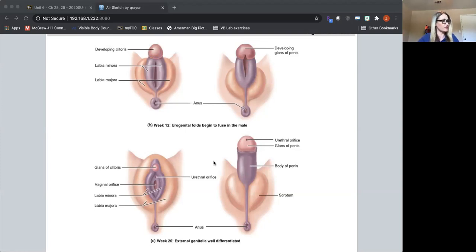To finish off this section, the very last page, 28.5E, is a section on puberty and menopause. So just be aware of what puberty is. Puberty is the time when the hypothalamus begins releasing that gonadotropin releasing hormone, and then that stimulates the anterior pituitary to release the luteinizing and follicle stimulating hormone. This is in both males and females. And then those cause a release of the sex hormones.